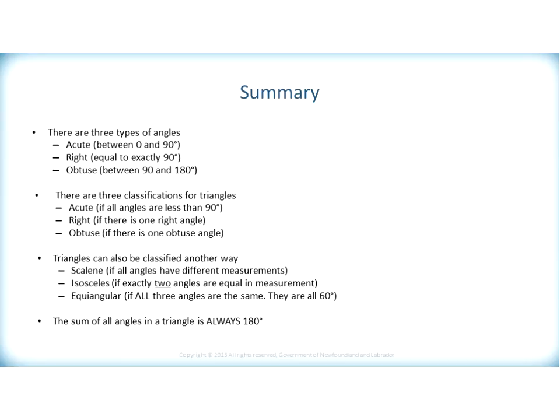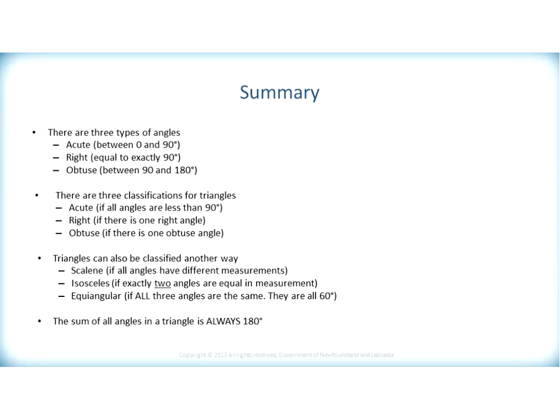And there are 3 classifications for triangles. The first is an acute triangle, and acute triangles are triangles where all the angles are between 0 and 90 degrees. You have a right triangle if one of the angles is a right angle. And you have an obtuse triangle if one of the angles is an obtuse angle. And again, an obtuse angle is between 90 and 180 degrees.